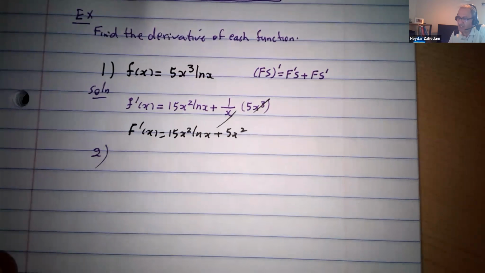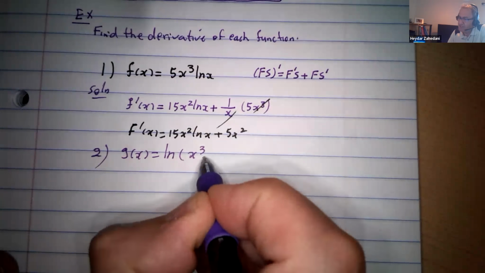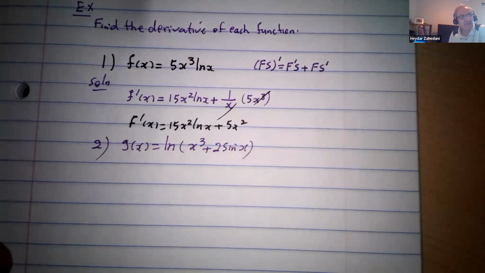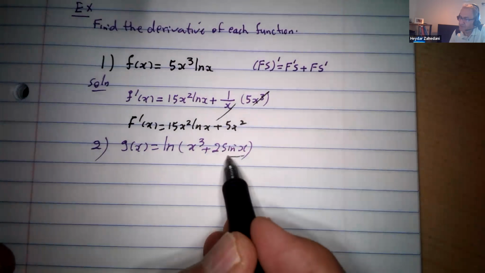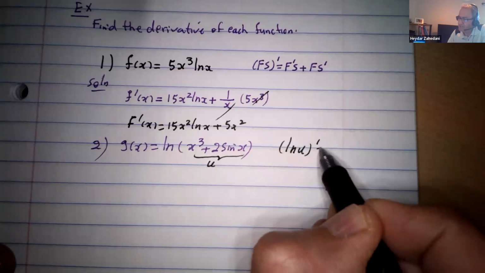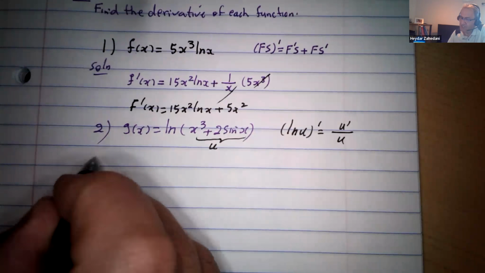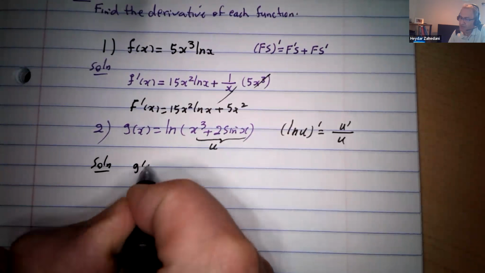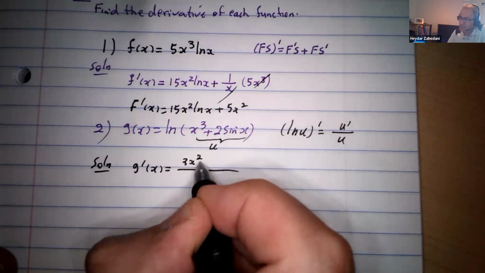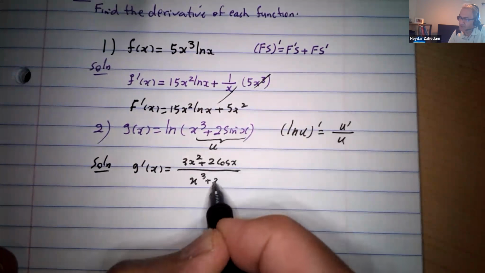The next one is going to be the chain rule type. g of x is going to be ln of something, something like x cubed plus 2 sine x. So it's not ln x, it's ln something else, so you call it u. So remind yourself that you want to find the derivative of ln u, which is simply u prime over u. Okay, so the solution is going to be g prime of x is going to be equal to u prime, the derivative of the inside, 3x squared plus 2 cosine x, divided by u, x cubed plus 2 sine x.